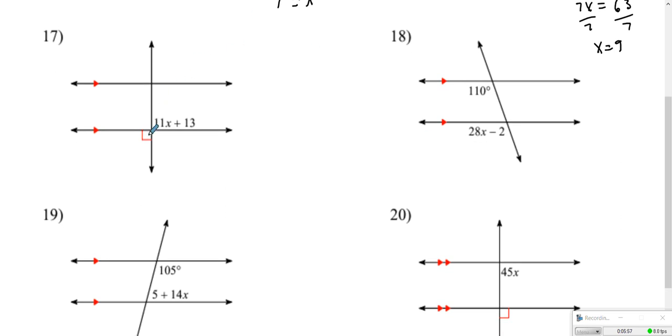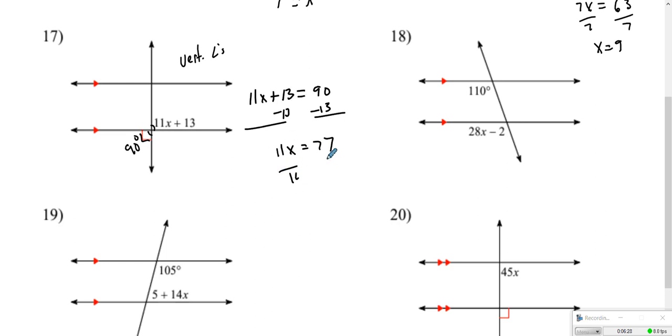This one here, these are vertical angles. Vertical angles are congruent. This is 90. That's what that box means. So that means this is also 90. Vertical angles are congruent. So the 11x plus 13 is equal to 90. Subtract 13 from both sides. I get 11x equals 77. So divide by 11. X equals 7.